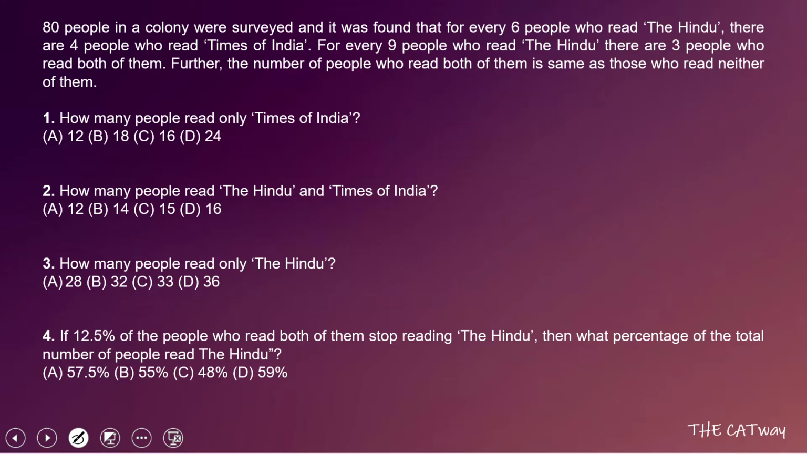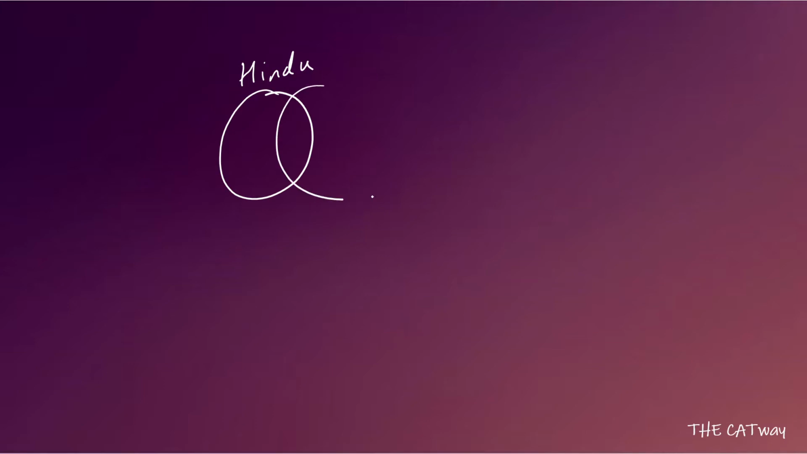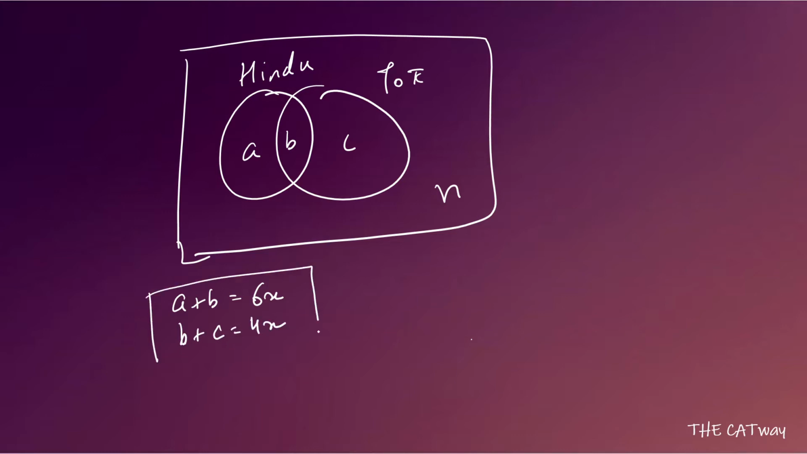So let us make a Venn diagram. This will be for Hindu, and this one will be for Times of India. Then there will be a universal set in which there will be some people who are reading none. Now it has been given to us that for every 6 people that read the Hindu, let's name them A, B, C. So if A plus B is equal to 6x, then B plus C is going to be equal to 4x. This is the first equation which we have been given.